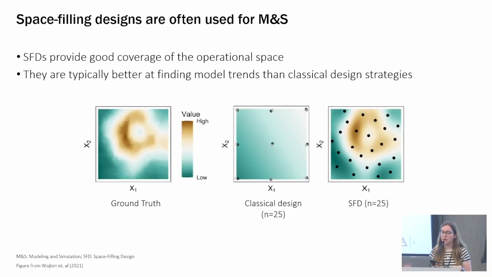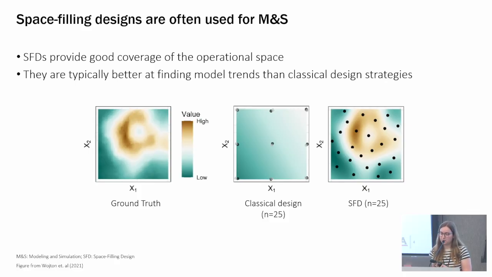So one way to get around this is to use a space filling design, as I mentioned before. These are especially popular for simulation experiments, and in general, they provide very good coverage of the operational space. Because of that, they are typically better at finding model trends than a lot of classical design strategies. So again, I have another example on the screen.